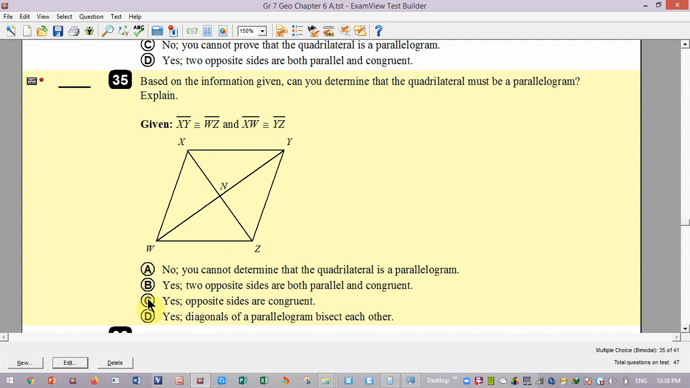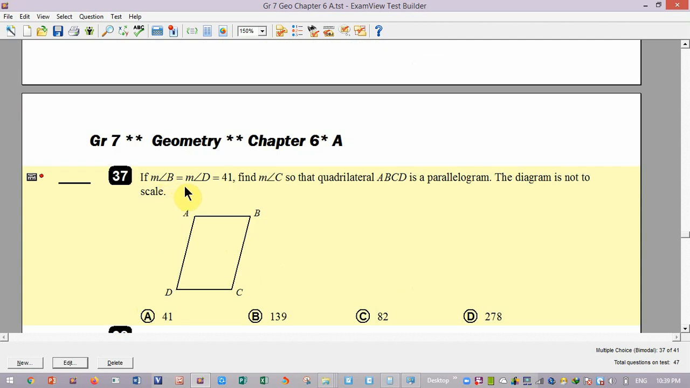Opposite sides are congruent. And the last one, third: measure of angle B equals measure of angle D equals 41. This 41 and this one 41. Find measure C. Measure C is consecutive with B or with D, anyone. Then measure C is 180 minus one of them. 180 minus 41 is 139.